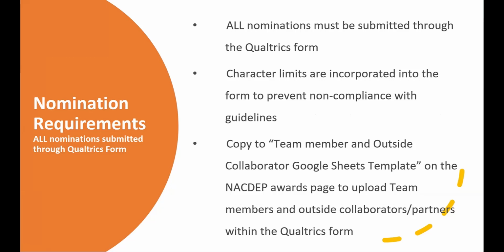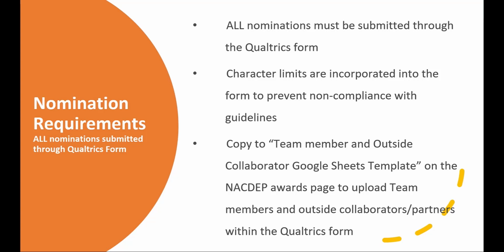One of the benefits of this is that we've built character limits into the form to prevent you going over word, page, character limits, etc. That means nobody's nomination should be disqualified for not following those rules. In the past, every year we've had one or two that include over the word limits, over page limits, and get disqualified for that. This is one way to prevent that. The character limits are listed in the award description document.